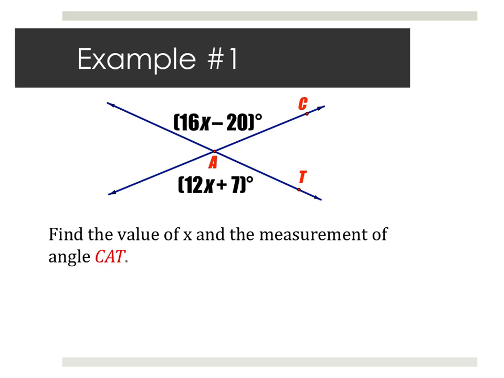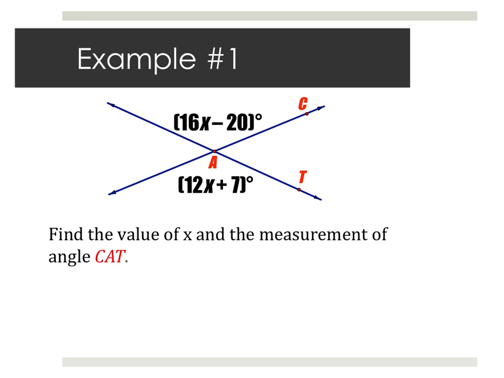All right, so let's try our first example here. We have a picture, we have an X formation, 2 lines intersecting, and we want to find the value of x and the measurement of angle CAT. To find angle CAT, I'm going to need to find one of the adjacent angles, and then it's a linear pair, but we'll get to that in 1 second.